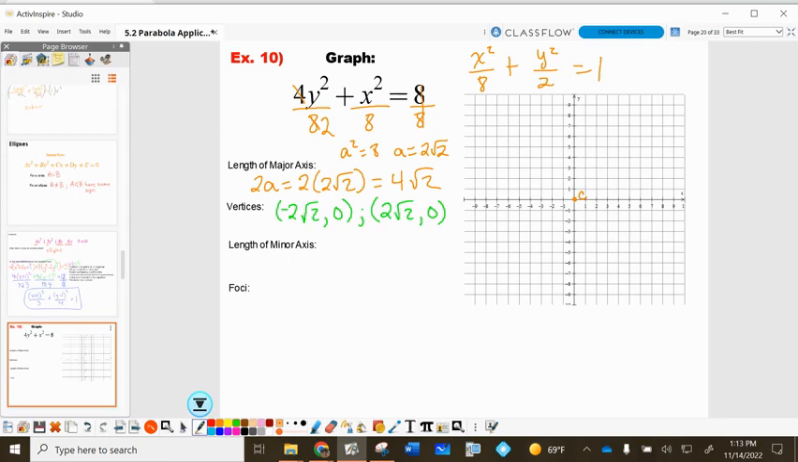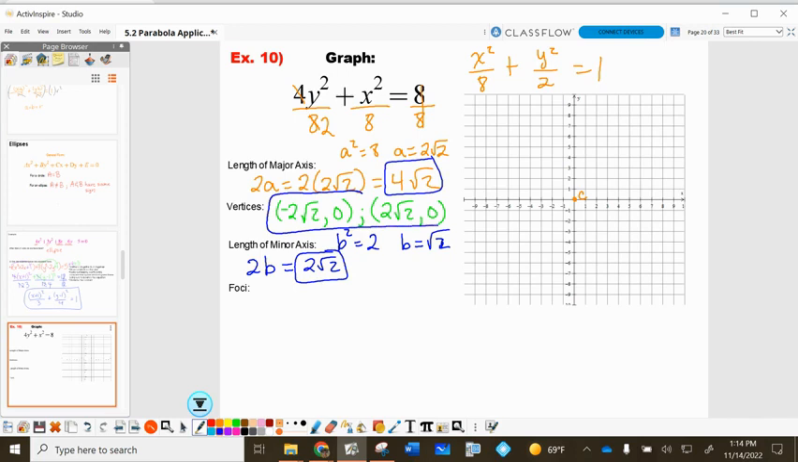vertices. Now, the length of the minor axis is always 2b. So let's find b. We know that b squared is 2, so b is just the square root of 2. Now, that's under the y term, so to get to the endpoints of the minor axis, we would go b units in both directions. Oh, but they didn't ask us for that, so we don't have to find those coordinates. They just want the length of the minor axis. So 2 times the square root of 2 is the length of the minor axis. Length of the major axis, vertices.